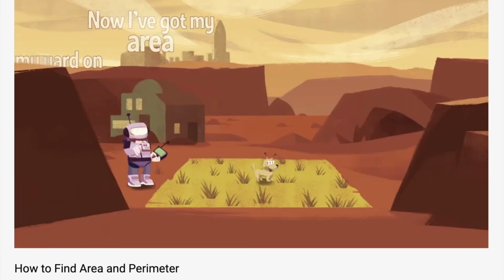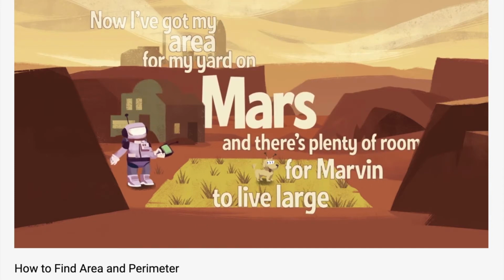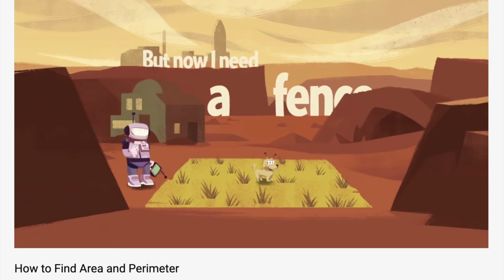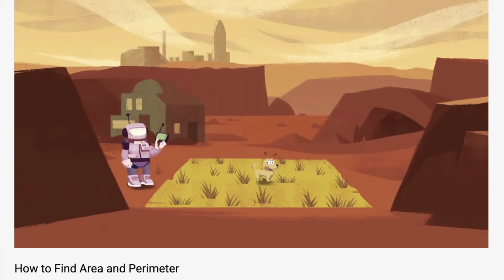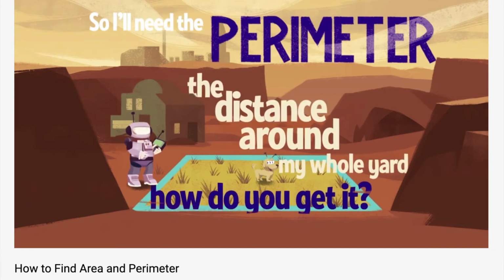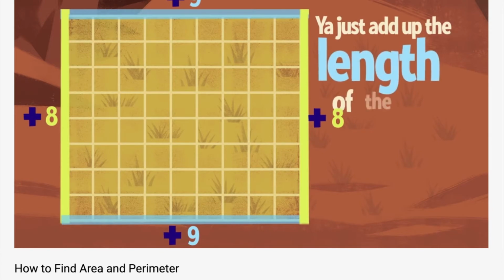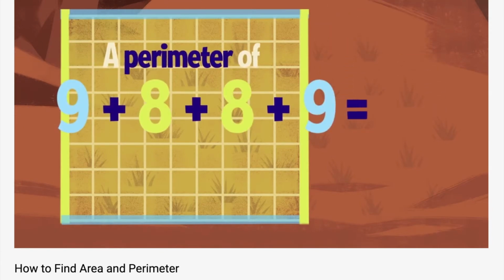Now I've got my area for my yard on Mars, and there's plenty of room for Marvin to live large. But now I need a fence, cause I heard the animals on Mars could be intense. So I'll need a perimeter, the distance around my whole yard. How do you get it? You just add up the length of the sides. 9 plus 8 plus 8 plus 9 is a perimeter of 34 feet.